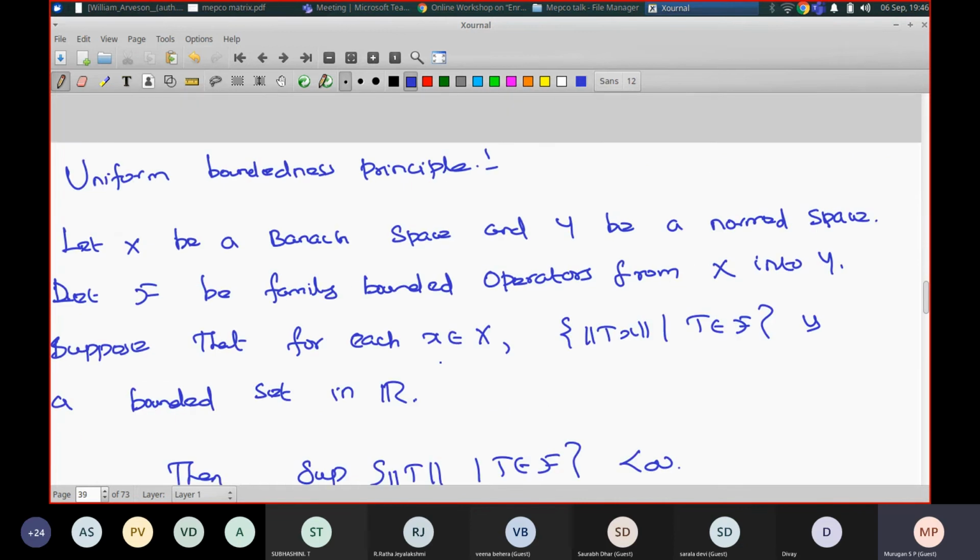The next one is the uniform boundedness principle. This is very useful. Let X be a Banach space and Y be a normed linear space.